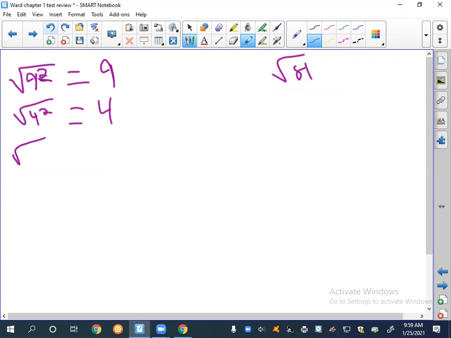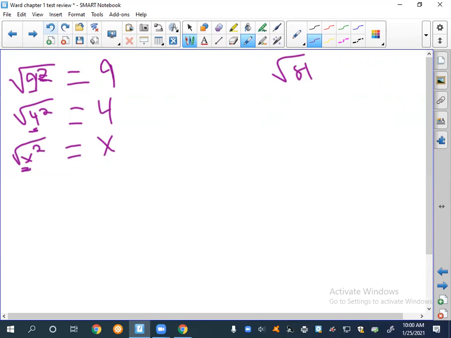So what if it's just a random letter like x? What if it's the square root of x squared? What would that answer be? X. Easy peasy. Okay. If there's a square inside of a square root, it's just the number that is underneath it. Yes? Easy and simple and not hard, right?